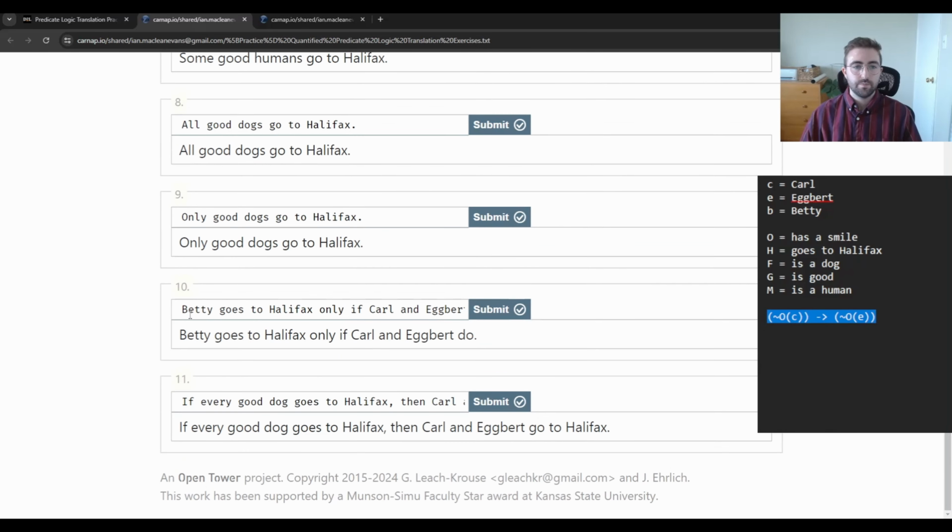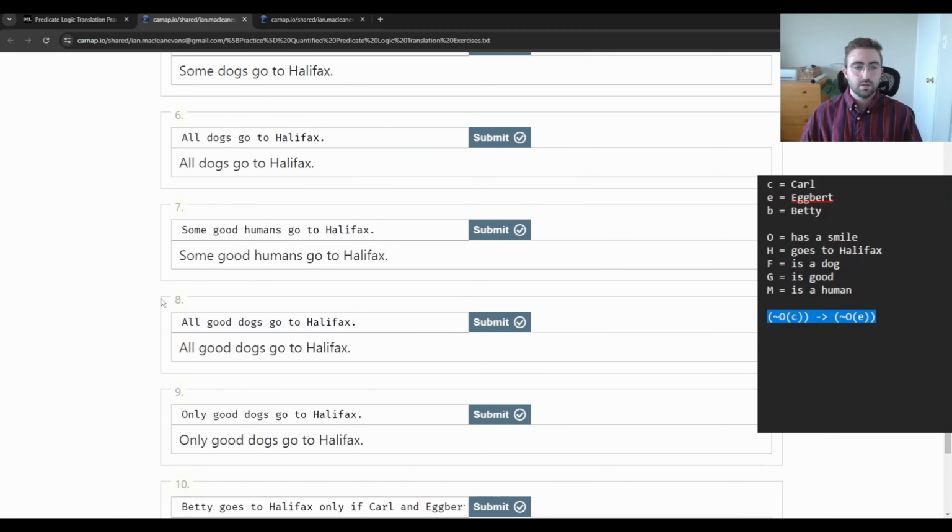Let's do "some good humans go to Halifax." Let's do that one. Why not? In this case, we have a quantifier here, right? We have "some." That means at least one, right? Some is the same as our existential quantifier. It means at least one. And we know anytime we introduce a quantifier, it has to be talking about a variable. So we'll just use a variable x there. Good. Okay. So we have some good humans go to Halifax, right?